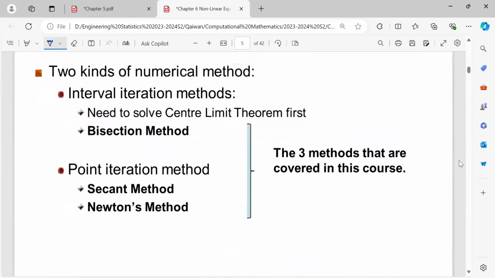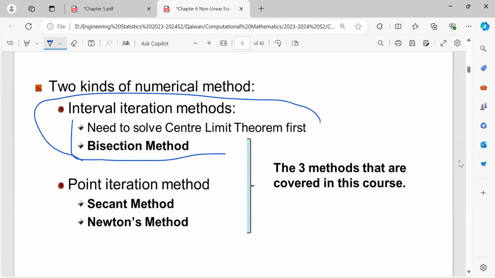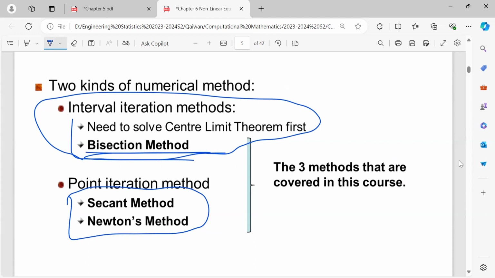And here, these three methods are divided into two types. Actually, all are iterative methods. But the first one is an interval iterative method. For bisection, we work on an interval for finding the solution. But in both secant and Newton, we work on only one point. These two are point iteration methods. But the bisection method is an interval iteration method.